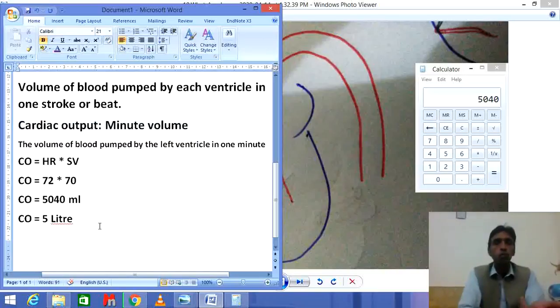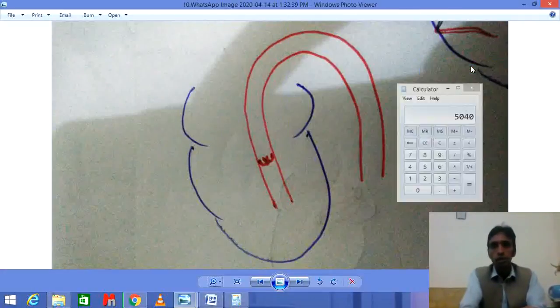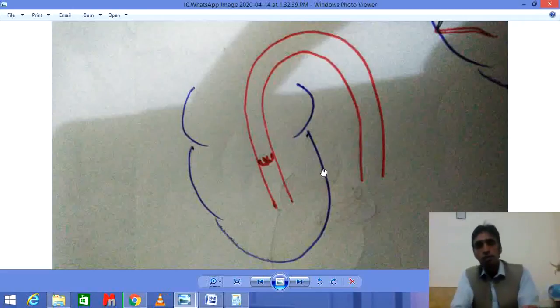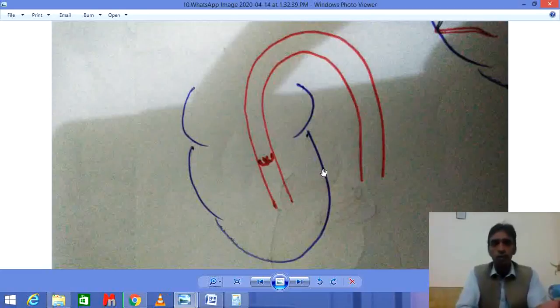It means that in 1 minute the heart will pump 5 liters of blood, and the cardiac output in 1 minute will be 5 liters. It means that the left ventricle will pump 5 liters of blood in 1 minute. And you will be surprised to hear that the whole human body contains only 5 liters of blood.